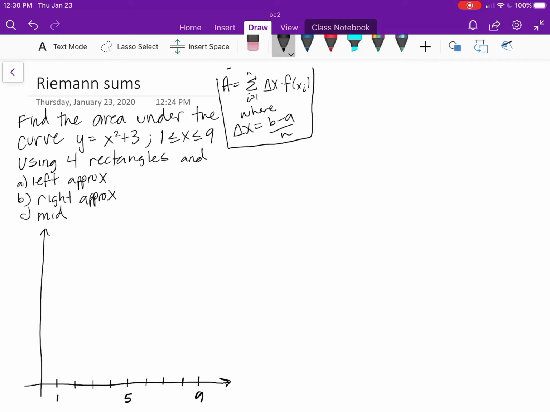We are almost taking a step backwards because previously we have done integration, right? We've done antiderivatives, we've done definite integrals, and if I wanted the area under this curve, x squared plus 3, bounded from 1 to 9, I could simply do the integral from 1 to 9 of x squared plus 3 dx. So why even investigate Riemann sums?